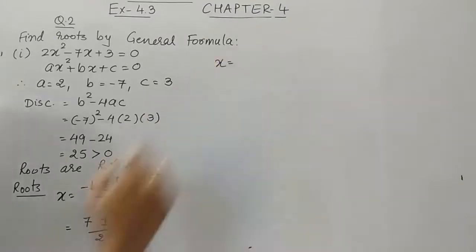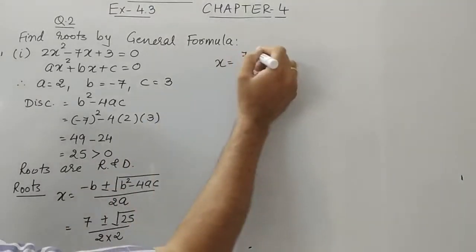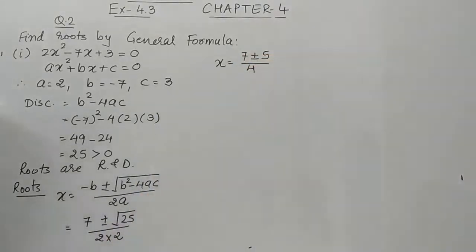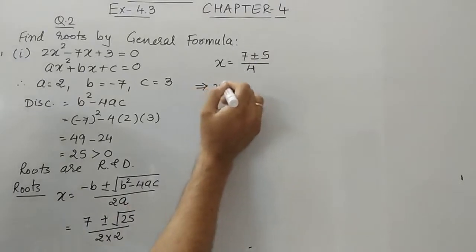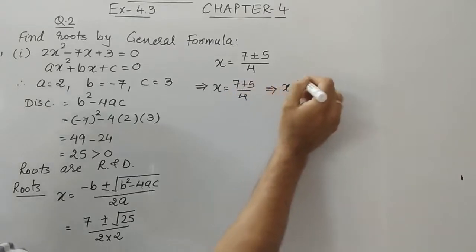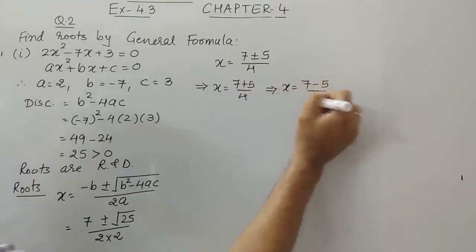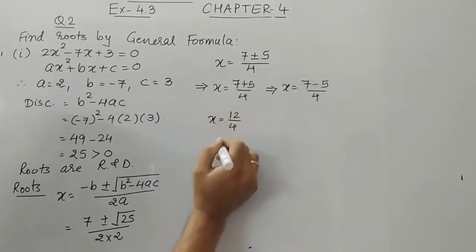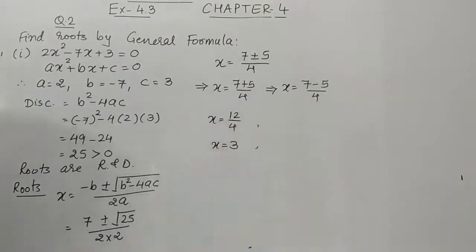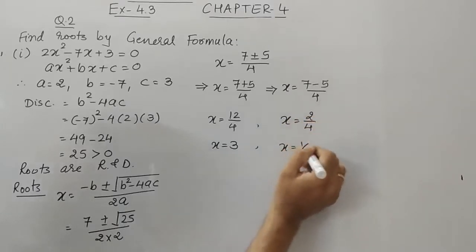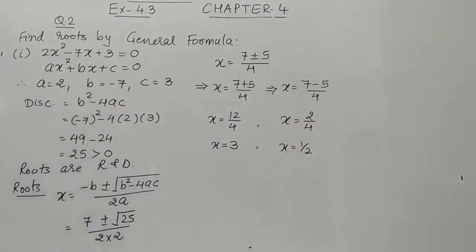The value of x we obtain is 7 plus or minus square root of 25 which is 5, upon 2 into 2, which is 4. So we can see there are two possible values. x is 7 plus 5 upon 4 and another is x is 7 minus 5 upon 4. As plus or minus are two possible values. So x is 12 by 4. So we come to the answer that x is 3. This is one root. And here x is 2 upon 4. So the value of x is 1 by 2. So the roots of this given quadratic equation are 3 and 1 by 2.